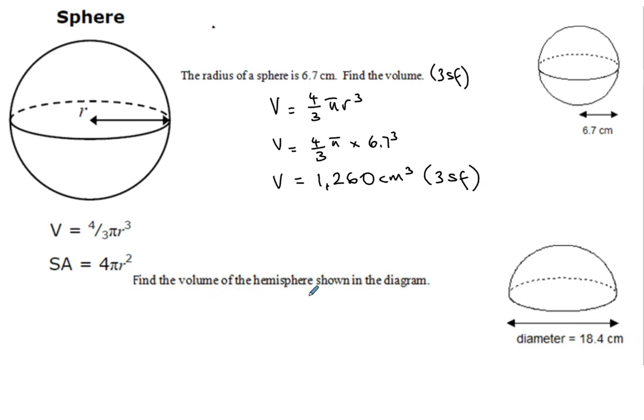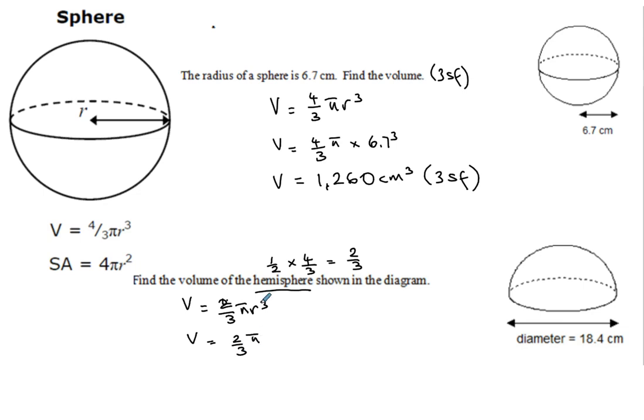If you have to find the volume of the hemisphere, then remember, a hemisphere is half of a sphere. So when you do half of the 4/3, half of 4/3 must be 2/3. So just remember that the volume now is 2/3 of pi r cubed.